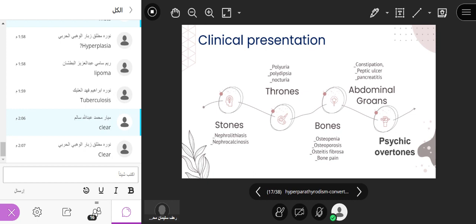Thrones is polyuria, polydipsia, nocturia. Polyuria is due to increased calcium level. Polydipsia is secondary to polyuria, and nocturia. Bones: the patient will have osteopenia, osteoporosis, osteitis fibrosa, and bone pain. Groans: the patient will have constipation, peptic ulcer, and pancreatitis, all because of increased calcium level. And finally, psychiatric overtones.